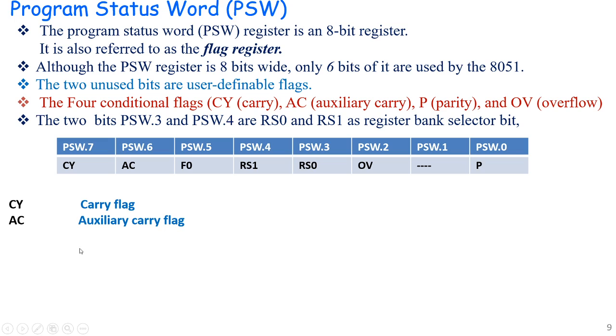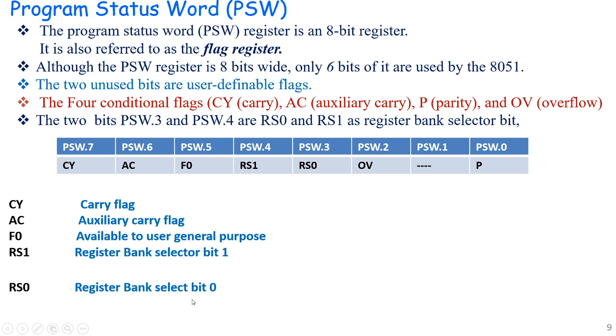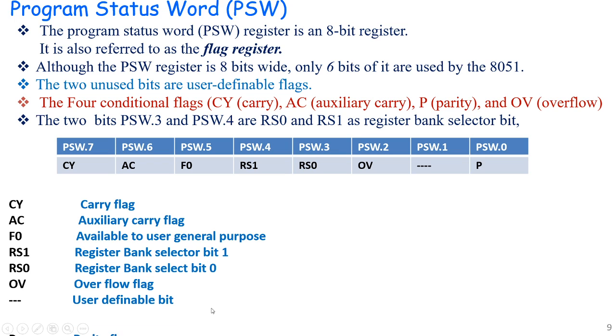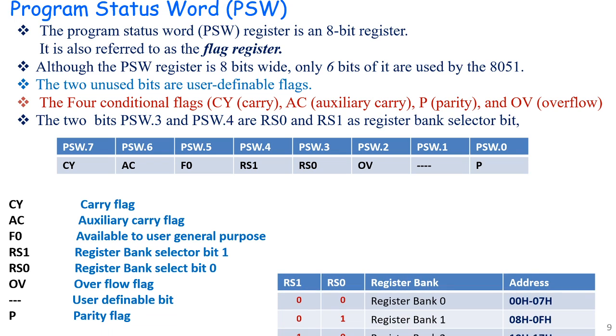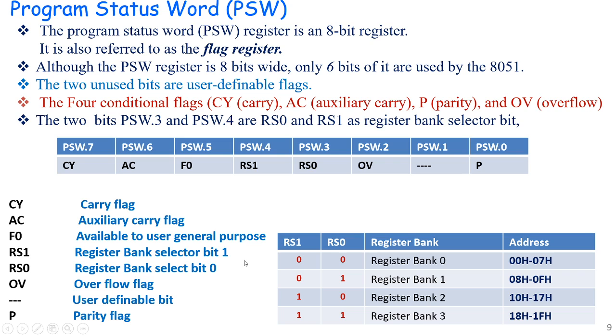So carry flag, auxiliary carry flag, F0 available to user as general purpose, RS1, RS0 register bank select bit 1, bit 0, overflow, and a user undefinable flag bit, P parity flag. The register bank is selected by using RS0 and RS1. When both are 0 0, register bank 0 is selected, whose address is 00H to 07H.